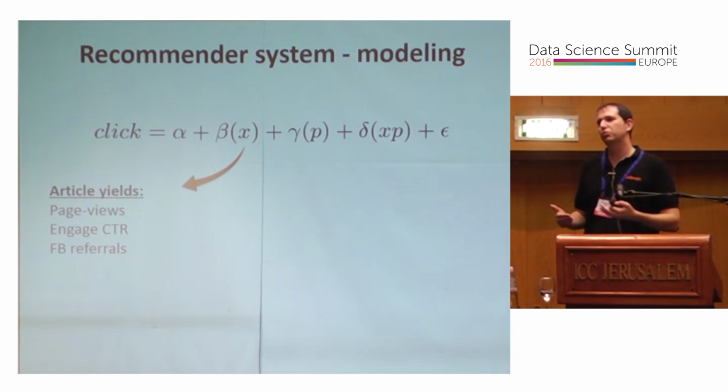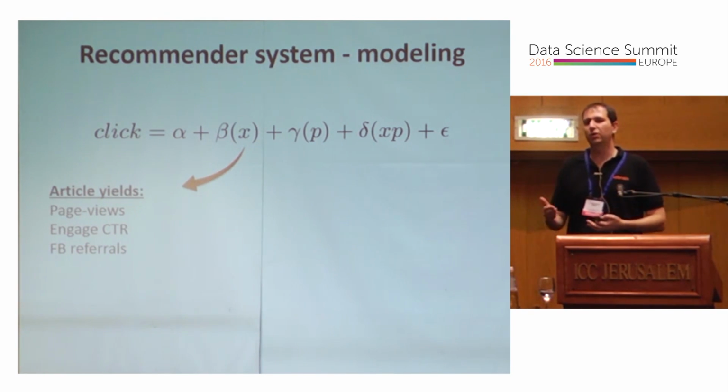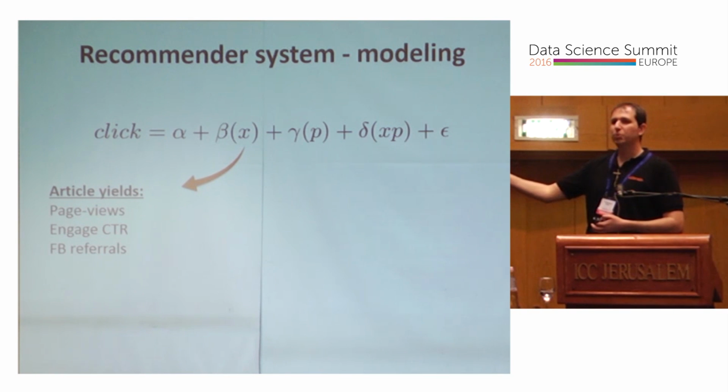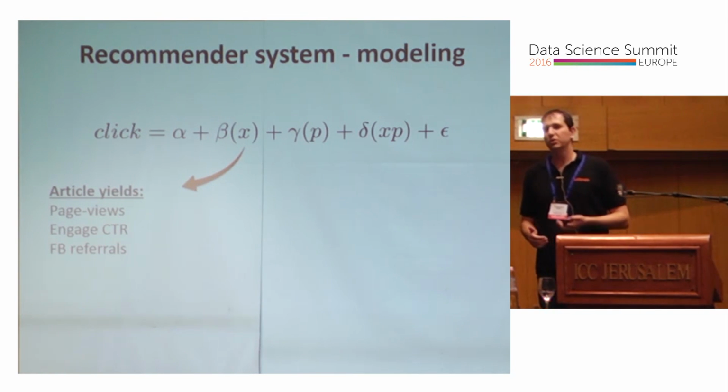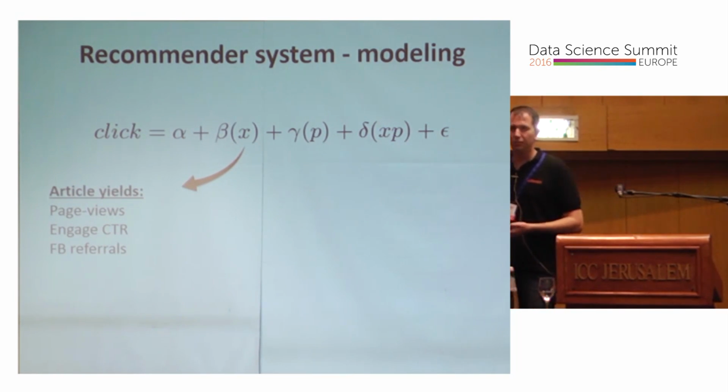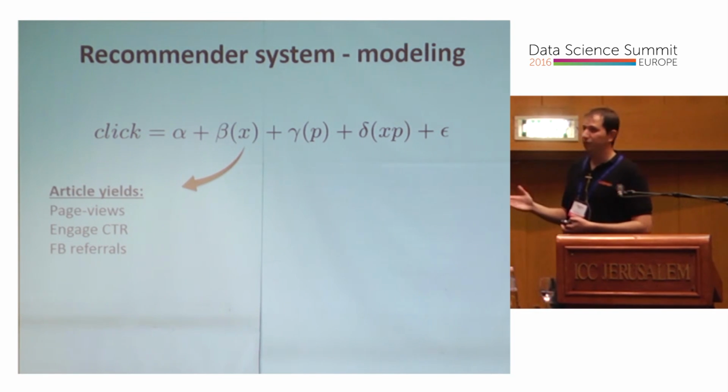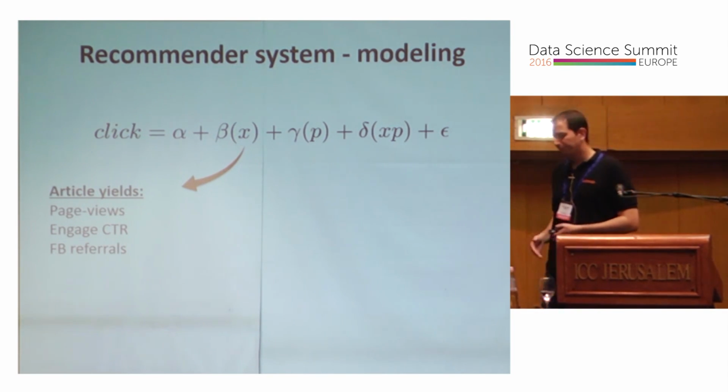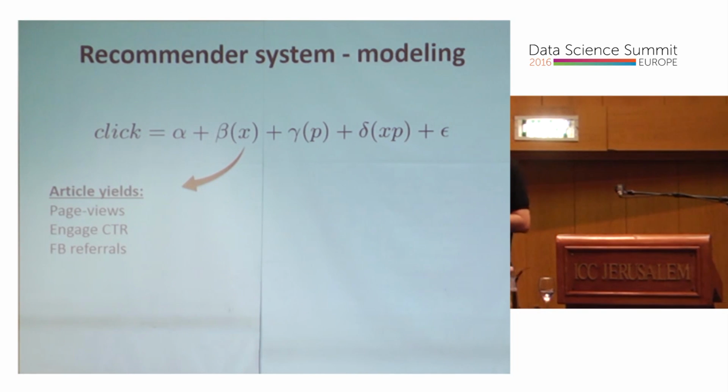On Sphere, we tried to train a model that predicts whether a user would click or not click on a content recommendation. It was a function of several groups of variables. The first was article yields, everything that I've been talking about so far. It was page views that the article received, engaged CTR, those CTRs on the Outbrain widget, and the Facebook referral rates. Now note that I'm talking about Facebook referral rates here and not Facebook shares.